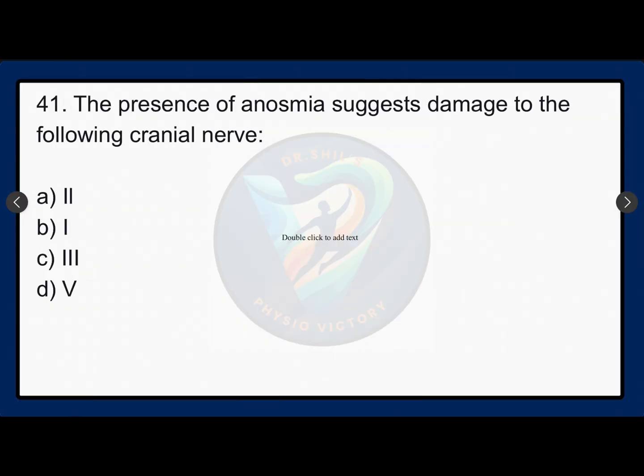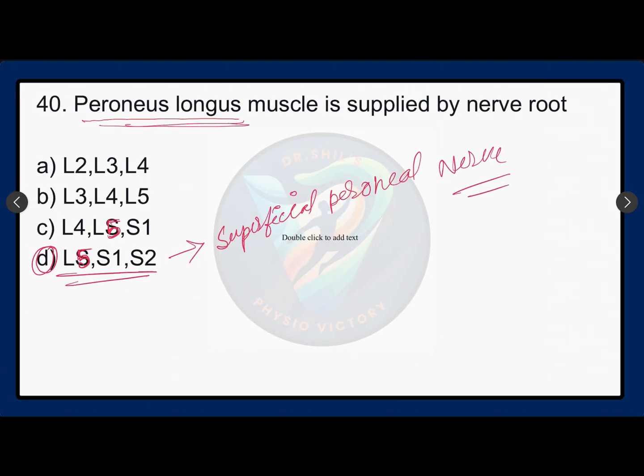Next question, question number 41. The presence of anosmia suggests damage to the following cranial nerve. Option A, cranial nerve 2, option B, cranial nerve 1, option C, cranial nerve 3, and option D, cranial nerve 5. First, you should know what is anosmia. Anosmia means the loss of sense of smell. This occurs when there is damage to the olfactory nerve.